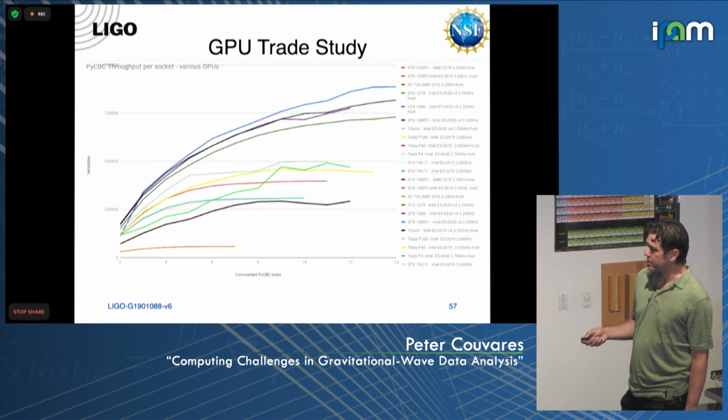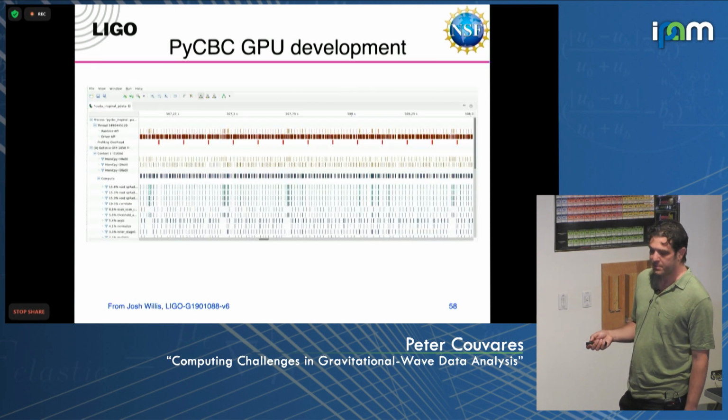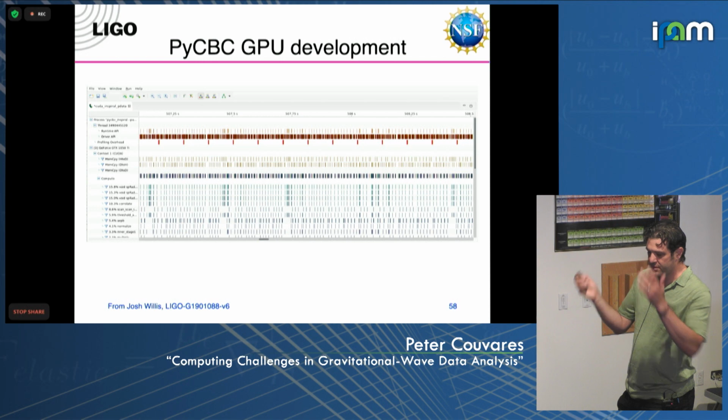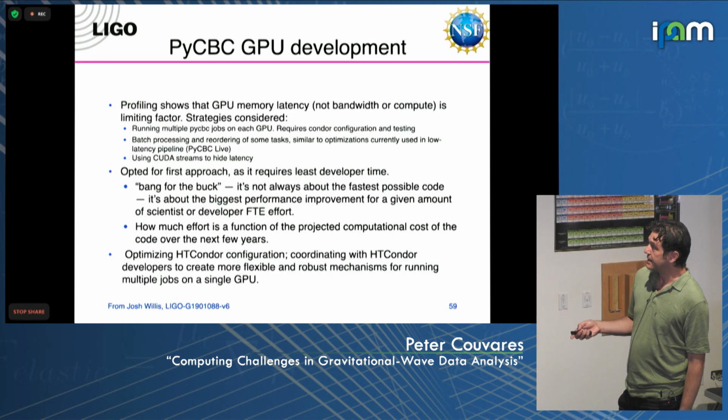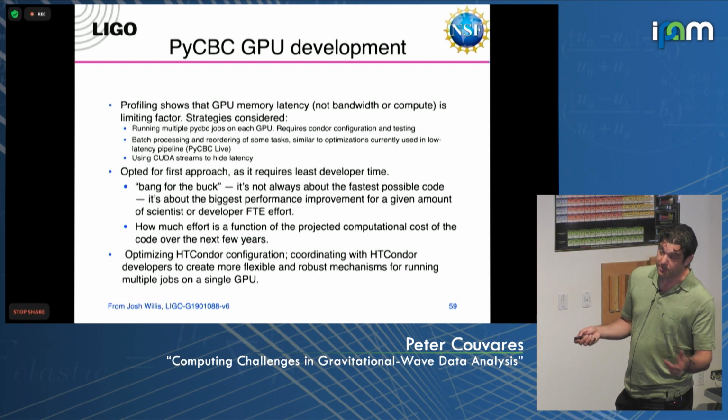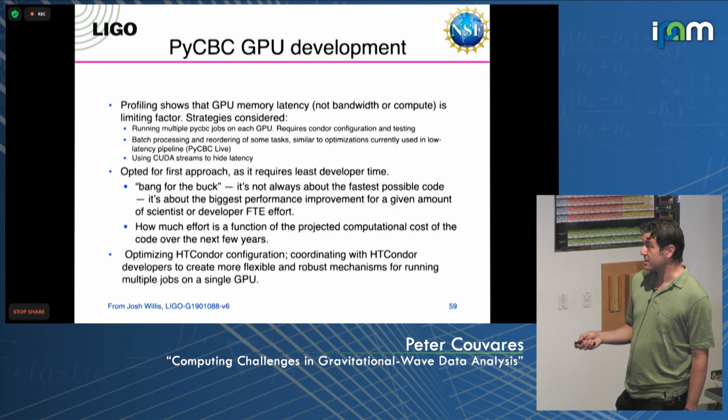Again, this is trying to figure out, just for 20 different GPUs, how our code performs. The next graph we would present would be the cost per dollar, and that's always very different. The fastest GPU isn't always the most cost-effective GPU. Again, memory latency, not bandwidth or compute, is the limiting factor. Actually, I said bandwidth before, but in this case it was memory latency. And so, how do we deal with that?